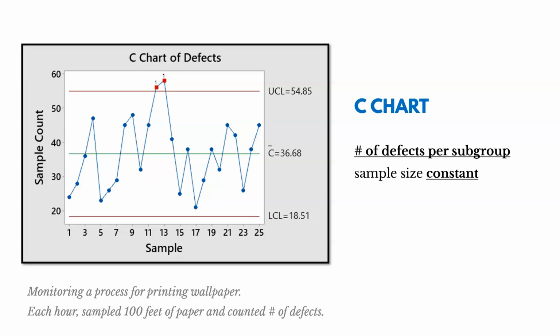Okay, so in this case, we're monitoring a process for printing wallpaper, and each hour we sampled 100 feet of paper and counted the number of defects. So each hour we sampled the same length of paper, that sample size was constant, 100 feet of paper, and we counted the number of defects we saw, like misprints as an example.